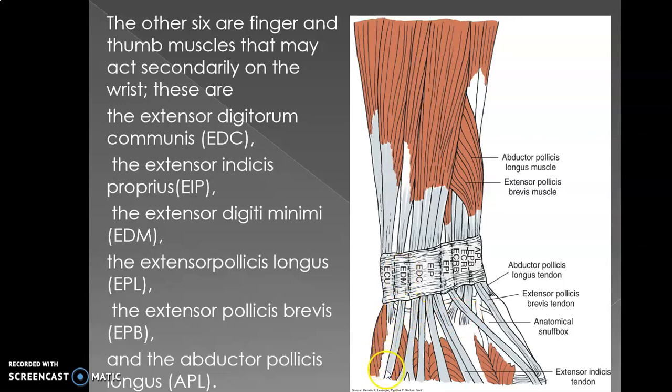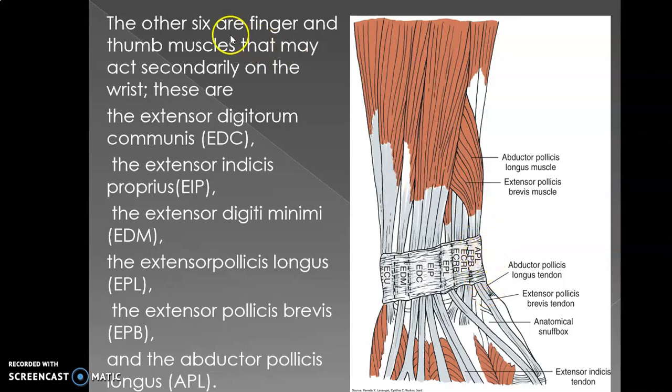So the digiti minimi goes to the small finger. The extensor digitorum communis, you see 2 tendons coming, one going to the medial 2 fingers and then to the lateral 2. Then you have the indicis proprius, going to the index finger. Next to the index finger is the thumb. Then you have the extensor pollicis longus, going to the thumb, from the medial to the lateral orientation. Then, last, the lateral-most part is the abductor pollicis longus, which is an abductor muscle.